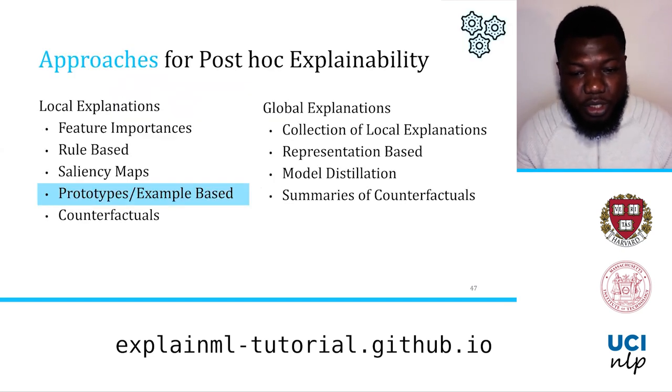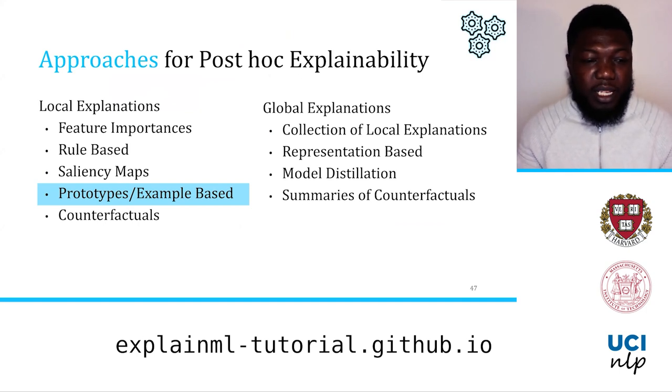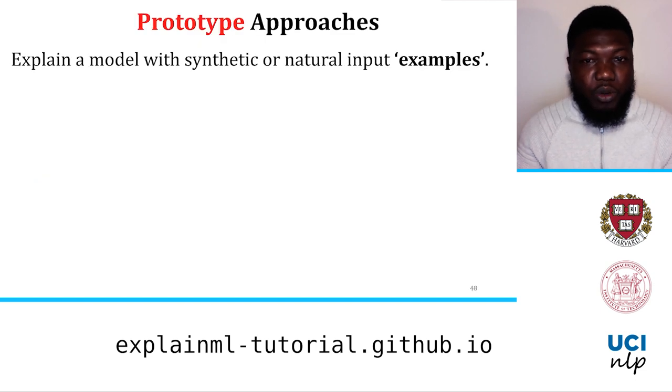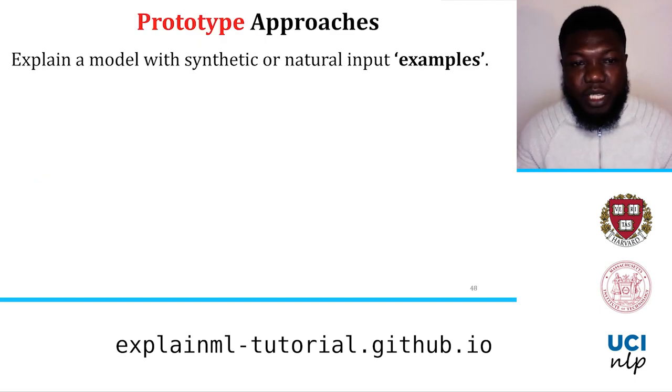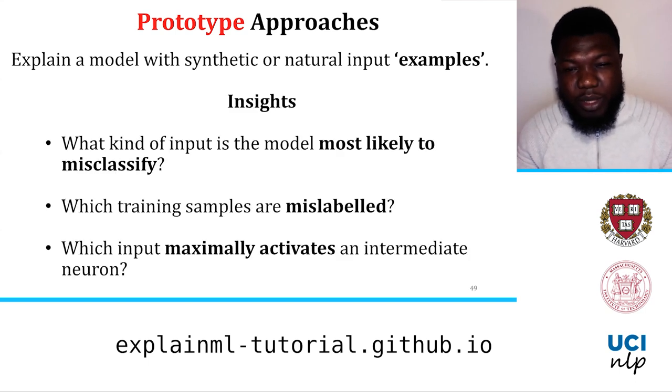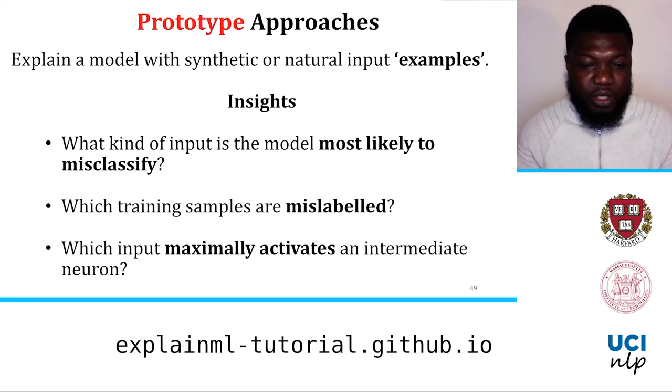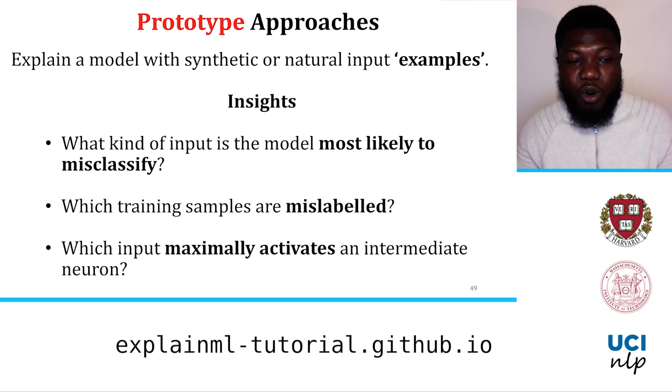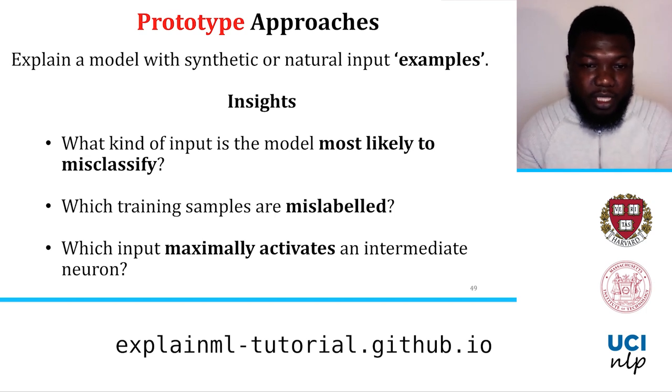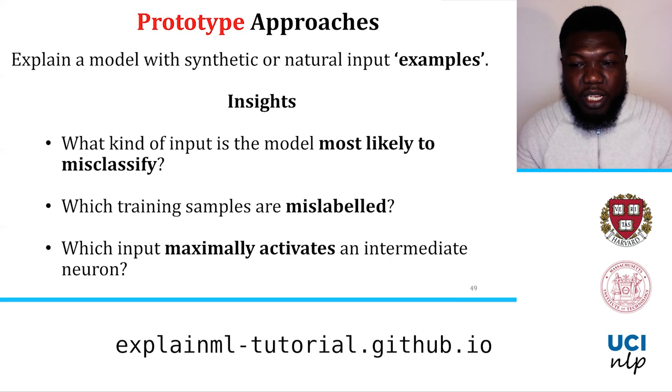So that concludes the discussion on the saliency map techniques. Let's do an overview of what we now call prototype or example-based methods. You can think of these as methods that explain a model with examples. These methods can answer questions like: which inputs are mislabeled in the training set, or generate a synthetic example that maximally activates a particular neuron, or what kind of input is my model most likely to have a high test loss on?